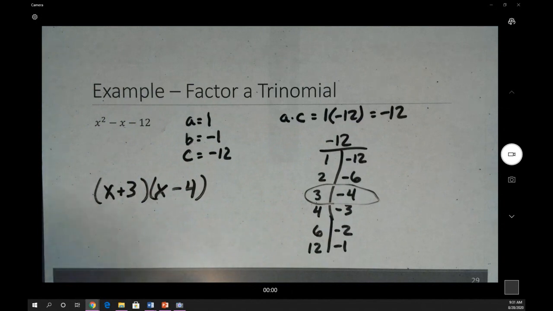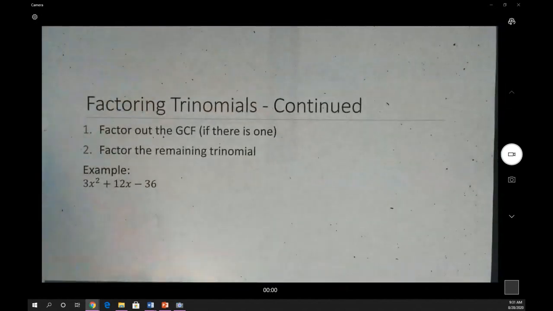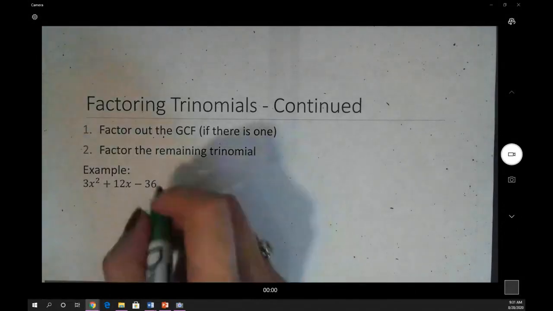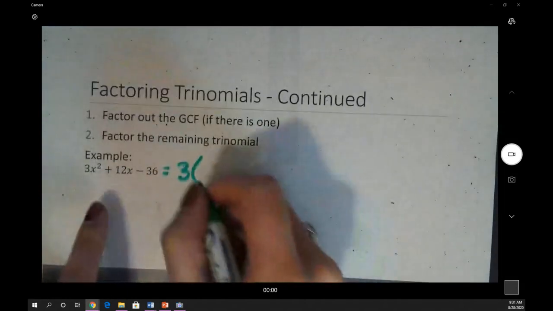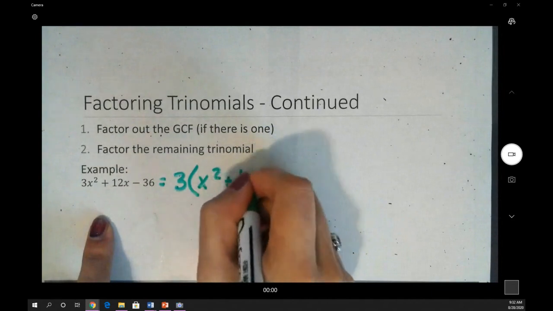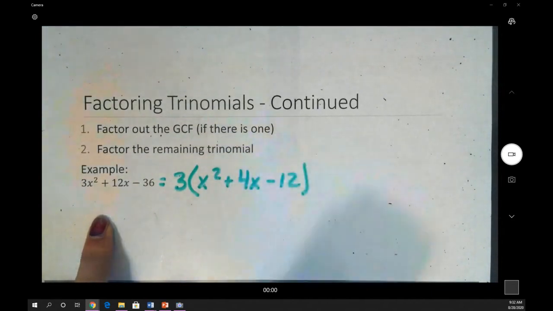So now that we have a couple of these different methods under our belt, we are going to practice putting them together. So what we should always check for is that greatest common factor that we mentioned at the very beginning. If the greatest common factor is greater than 1, we're going to want to factor it out. So in this example, we have 3x squared plus 12x minus 36, I recognize that all three of those are divisible by 3. So I can factor a 3 out from this expression, and that will leave me with x squared plus 4x minus 12.